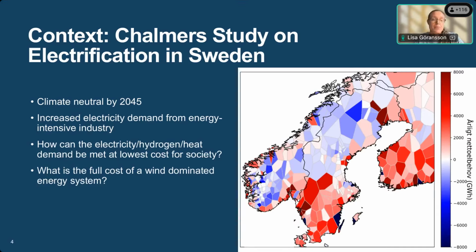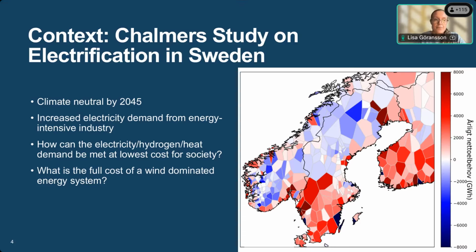And the government then proposed financing of new nuclear power. So in order to support decision makers, we just wanted to do the calculations. What would the cost for society be to meet this demand with a wind-dominated system or in a system where we also had financing of new nuclear power?